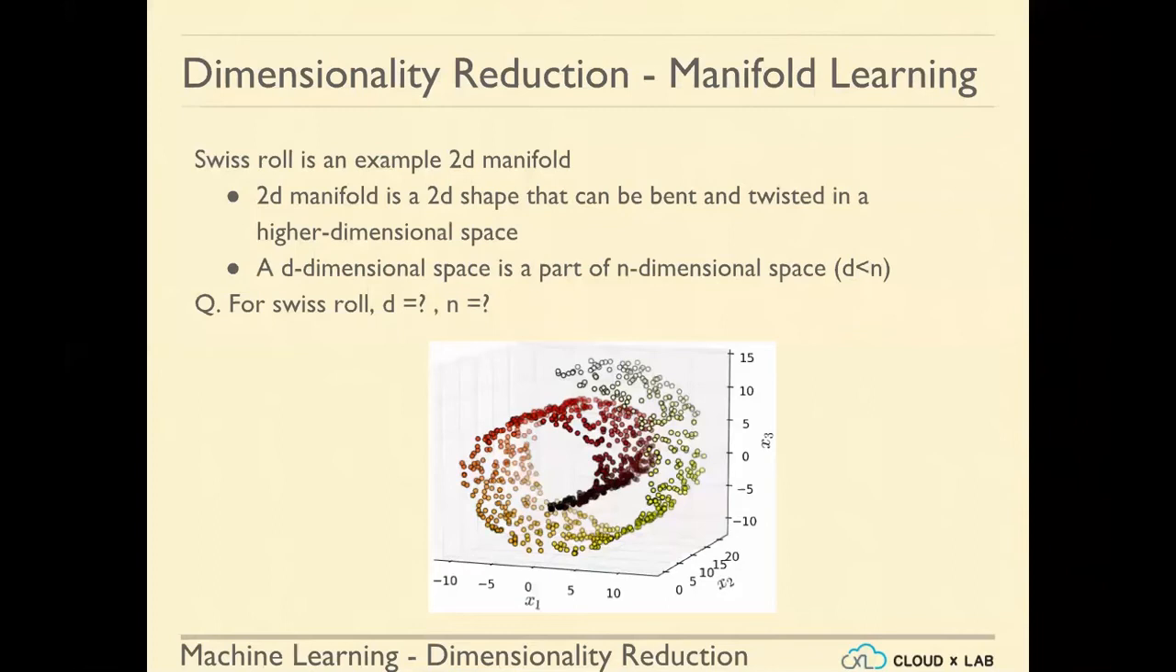A d-dimensional manifold is part of an n-dimensional space, where d is less than n. Just like 2D became 3D when we rolled it. When we make a roll out of paper, we are basically converting 2D into 3D. Similarly, we can take a d-dimension space and roll it, converting it into an n-dimensional space where n is more than d. So for the Swiss roll, how much is d and how much is n? Yes, that's right. d is 2 and n is 3, correct?